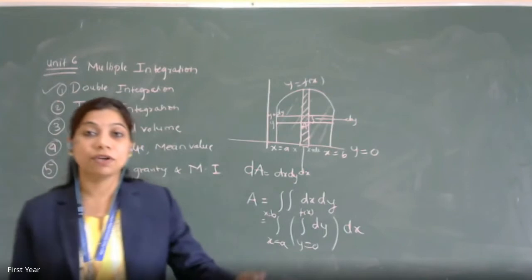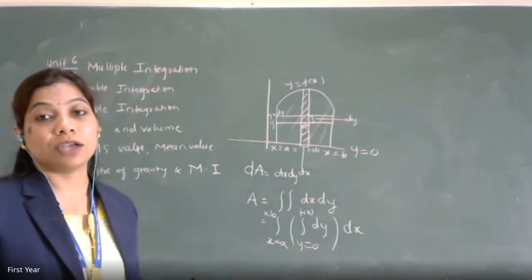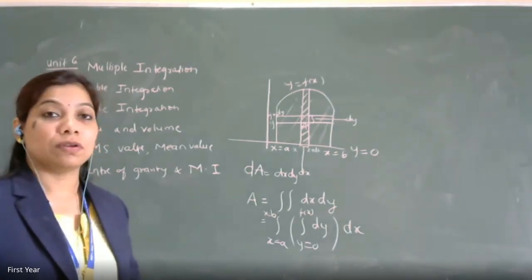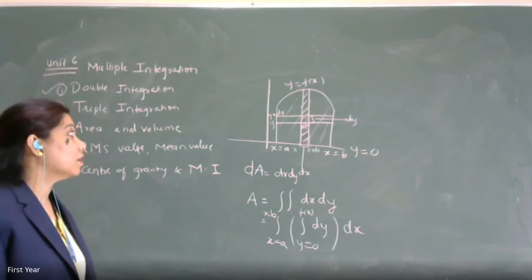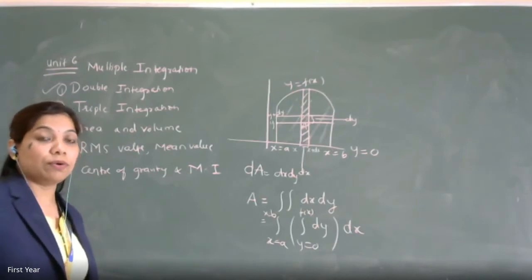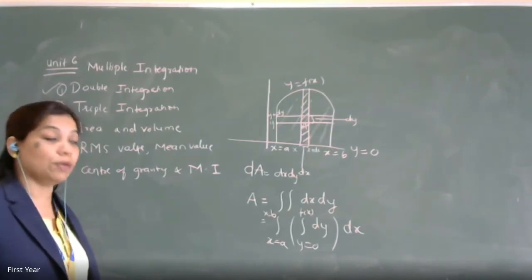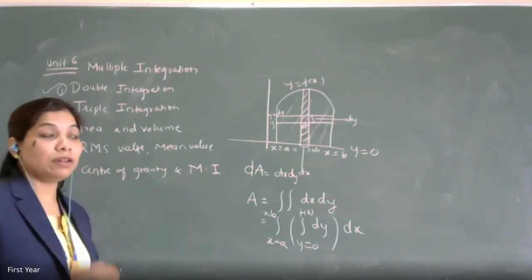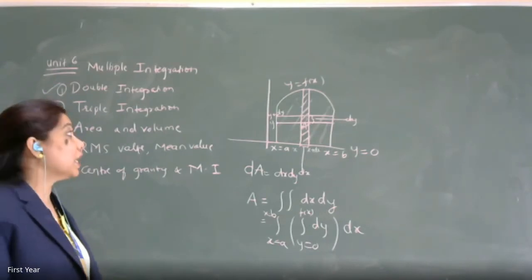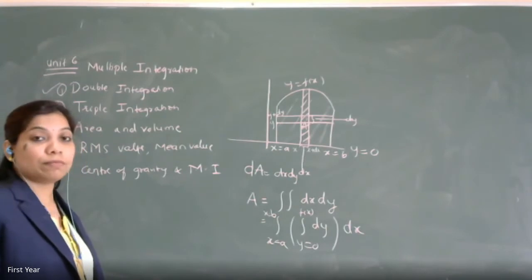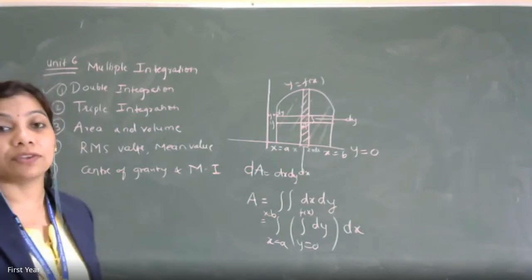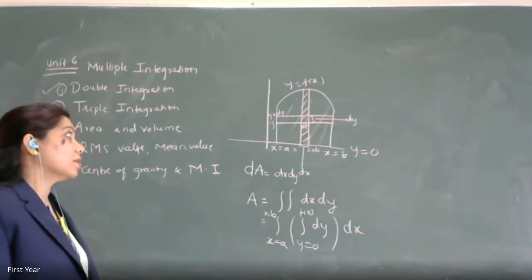Given y is equal to f of x, a function, is a curve. Y is equal to f of x is a curve bounded between the lines x is equal to a and x is equal to b. Then A is the area under the curve bounded by these lines.